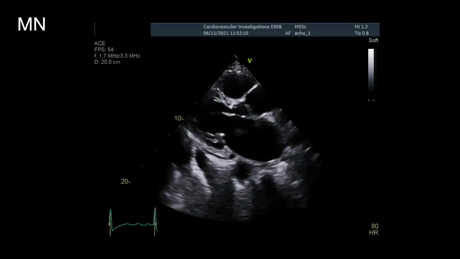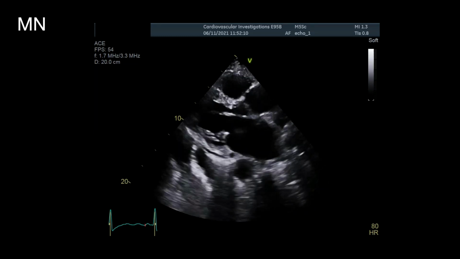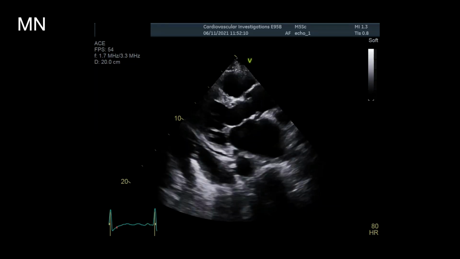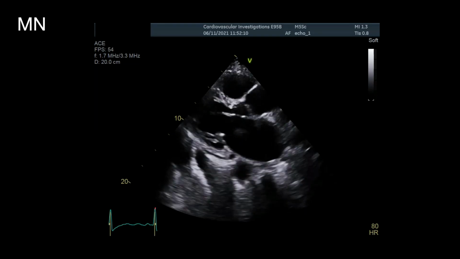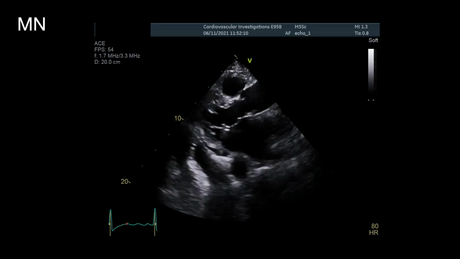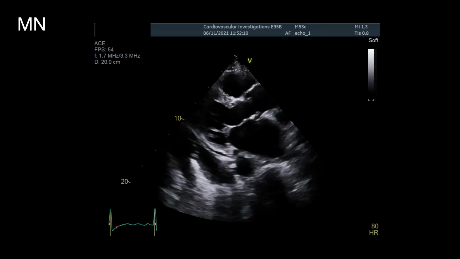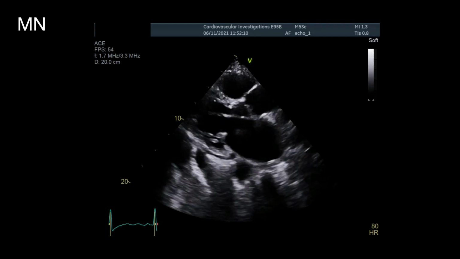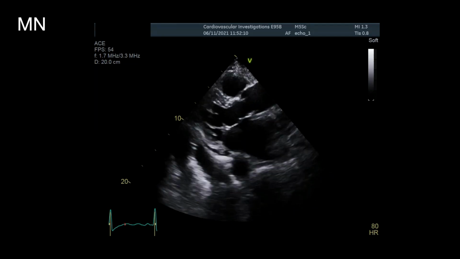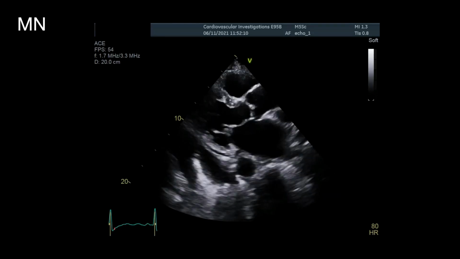Okay, another example. So again, always start in the parasternal long axis view. You can see a few things here. There's what looks like a large left atrium. The LV function looks reasonably vigorous in this view. There's a tiny pericardial effusion and also some pleural effusion as well.